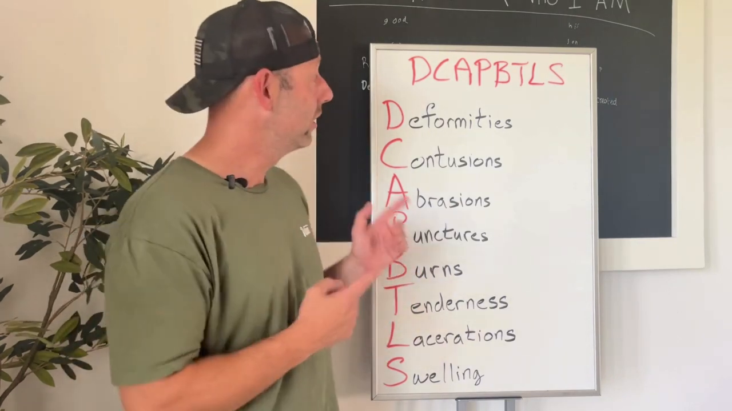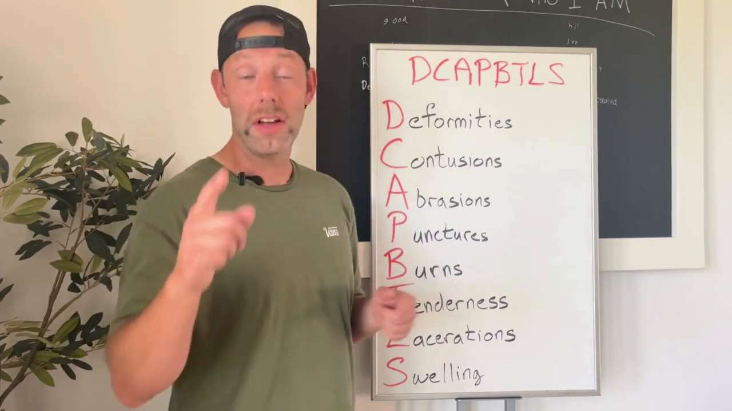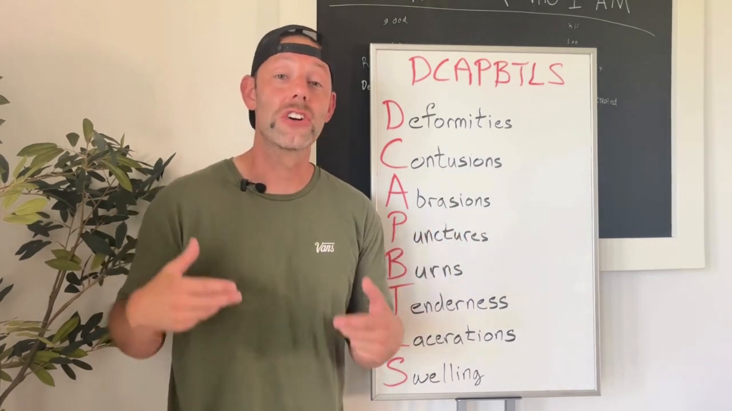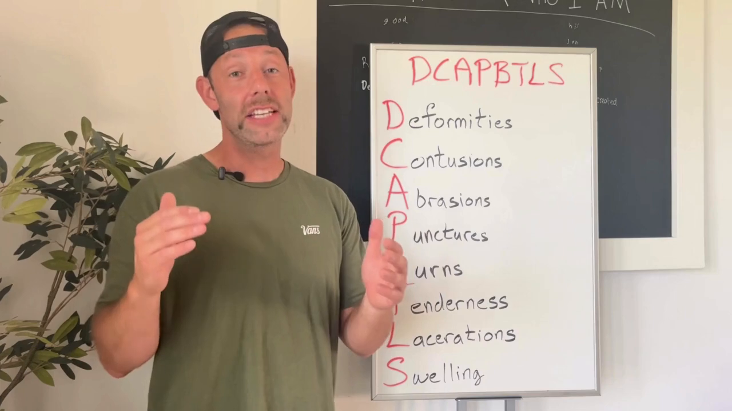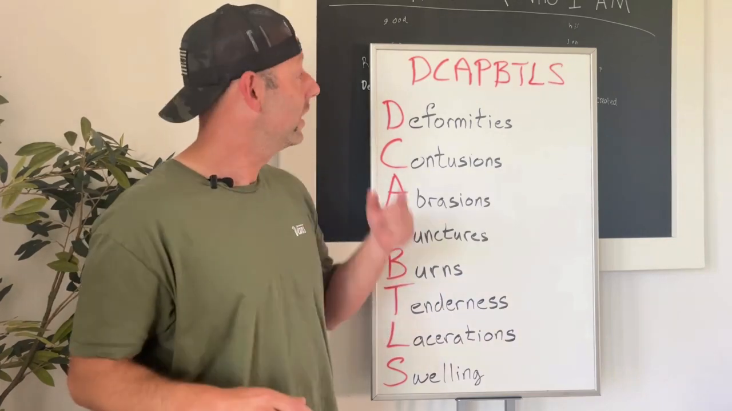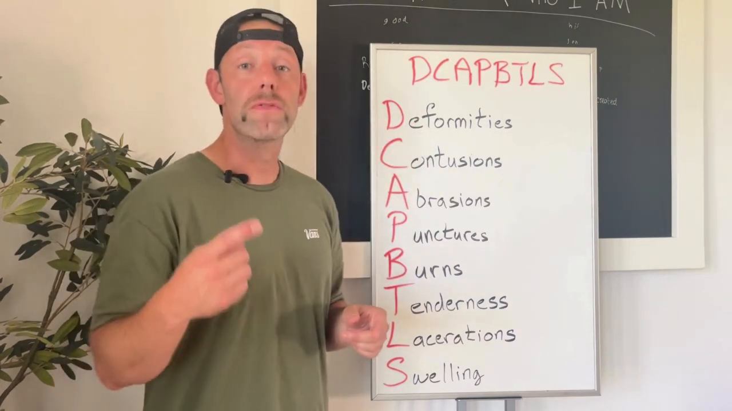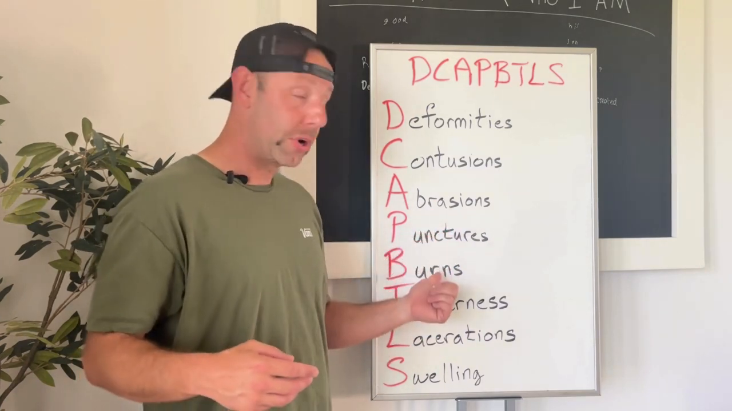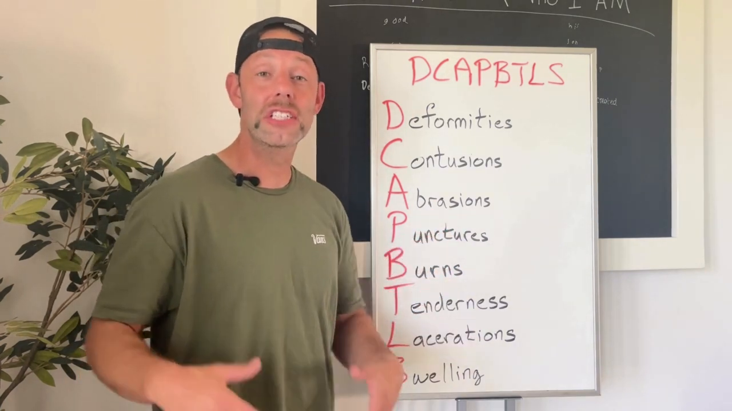And today, DCAP BTLS. What is it? I'm glad you asked. This is what we're going to use to identify what's wrong with a patient during our trauma assessment, giving us ideas of what we're looking for. So let's get after it. DCAP BTLS: deformities, contusions, abrasions, punctures, burns, tenderness, lacerations, and swelling.